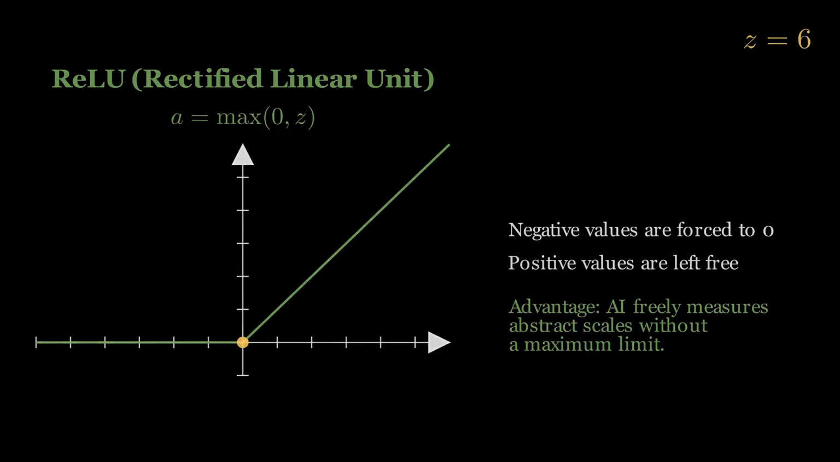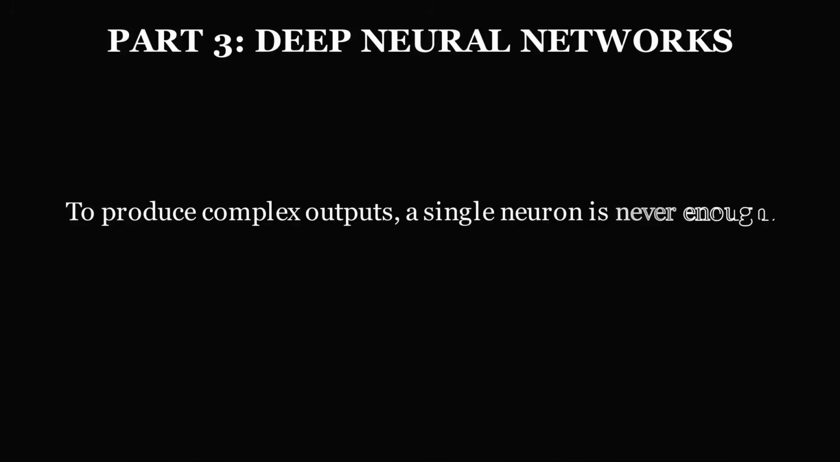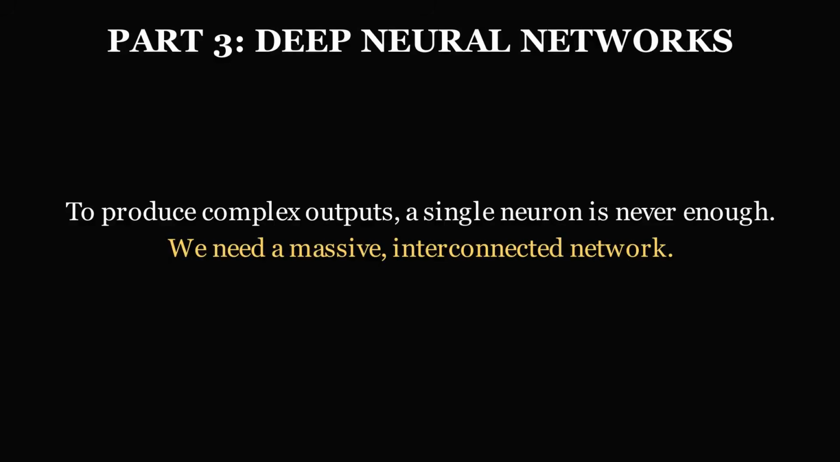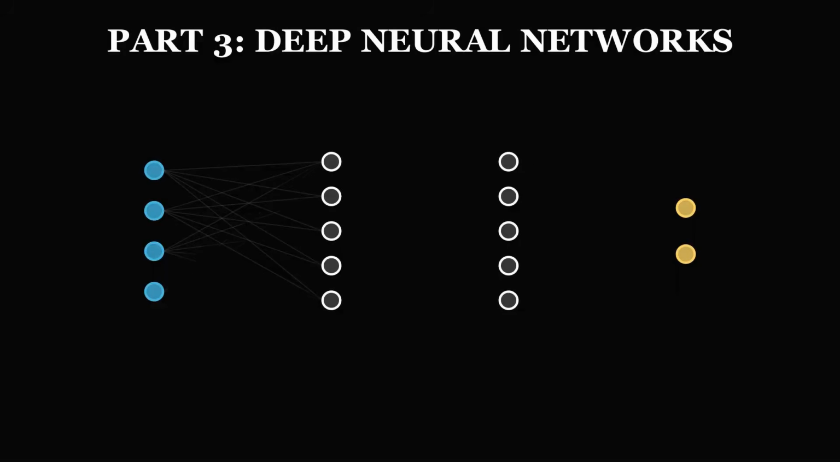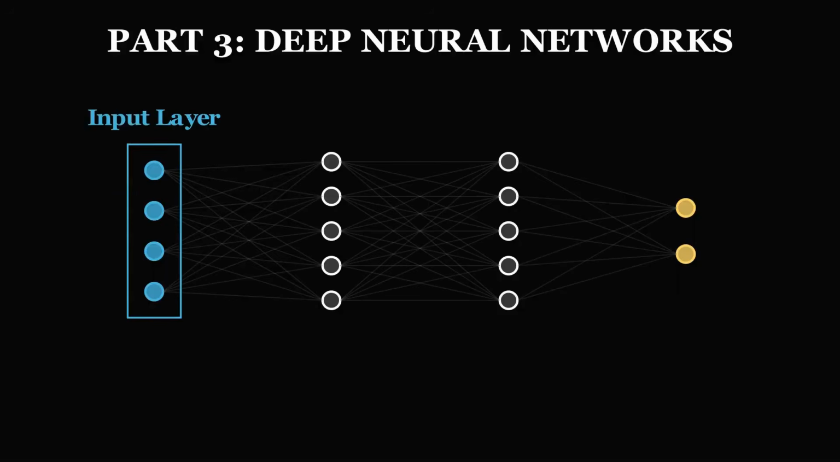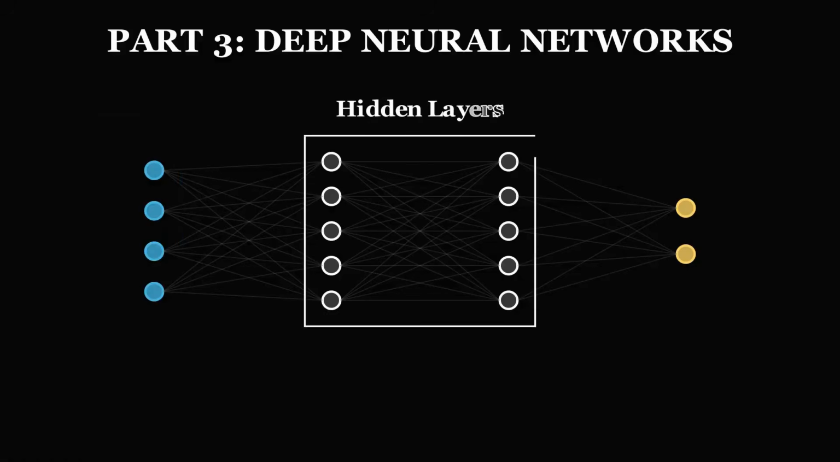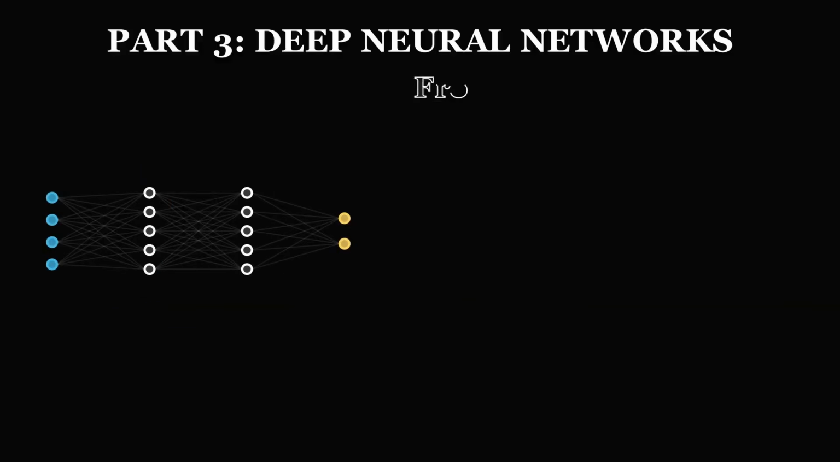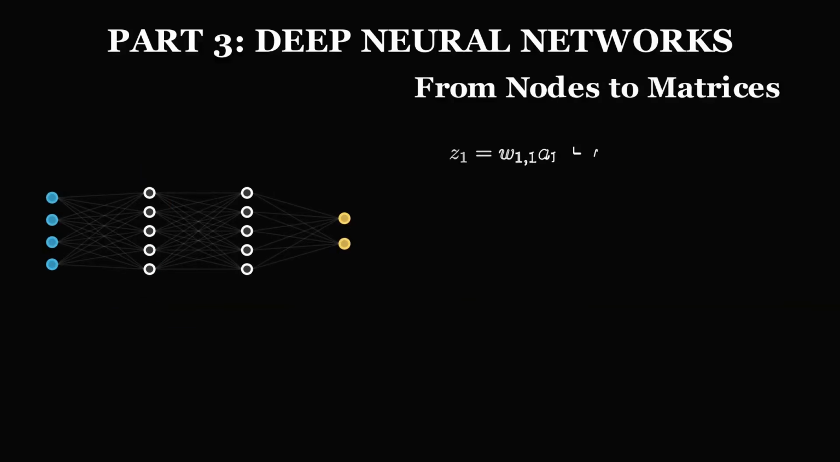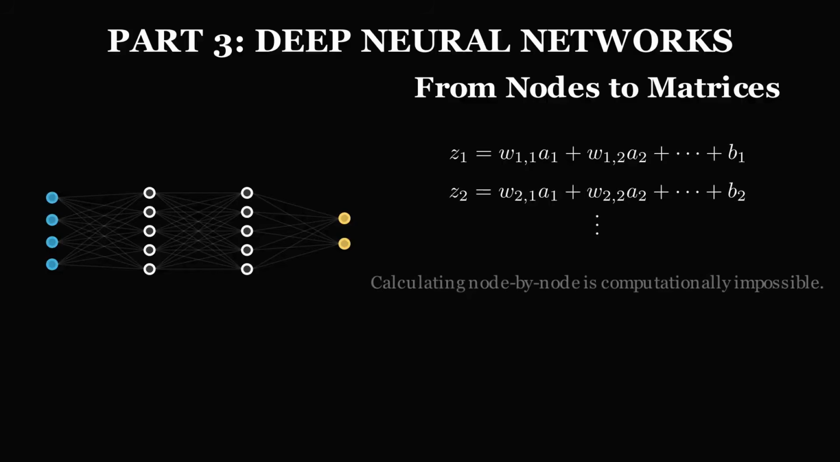by maximum limits. From the previous example, we know that a single neuron will never be enough to process the complexity of the real world. To achieve optimal results, we need a massive network that operates in parallel. Here is the anatomy. The input layer receives raw data. Hidden layers extract abstract patterns, and the output layer makes the final decision. The problem is, calculating each of these connections one by one, from node to node, is computationally infeasible. It's too slow and inefficient.